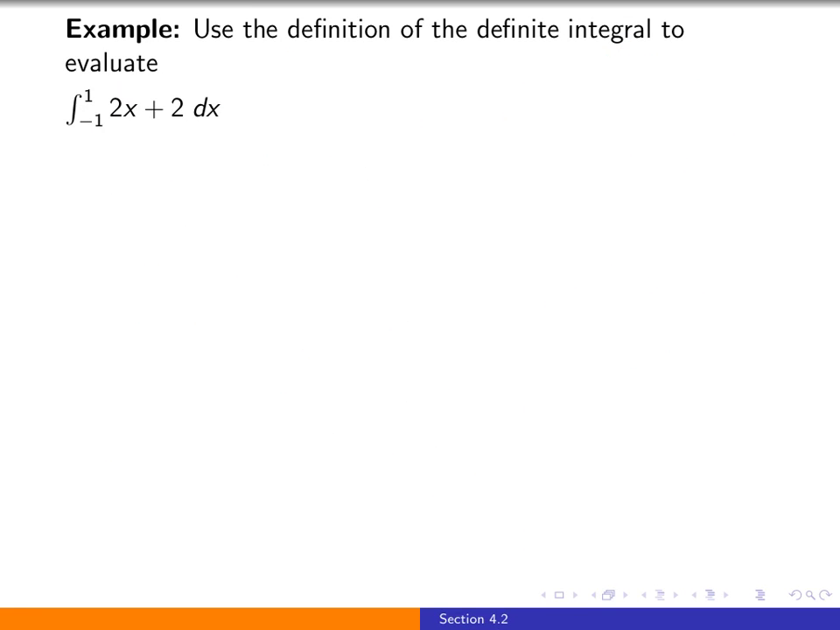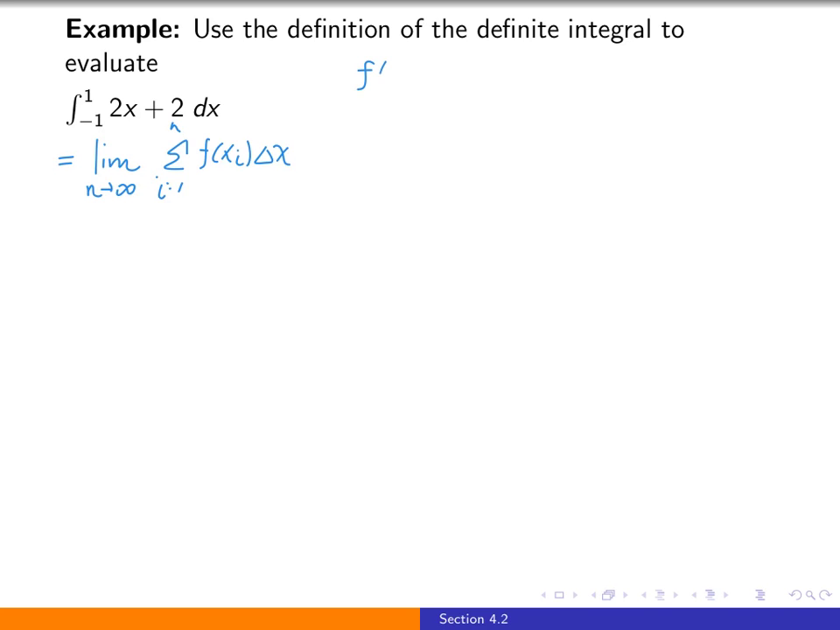So let's look at one more example of using the definition of the definite integral. Now, when I'm using the definition of the definite integral, the first thing that I like to do is to just write down exactly what that definition is. So the limit as n approaches infinity of the sum from i equals 1 to n of f of x sub i delta x. And this shows me exactly what it is that I need to think about calculating, and it always gives me a starting point.